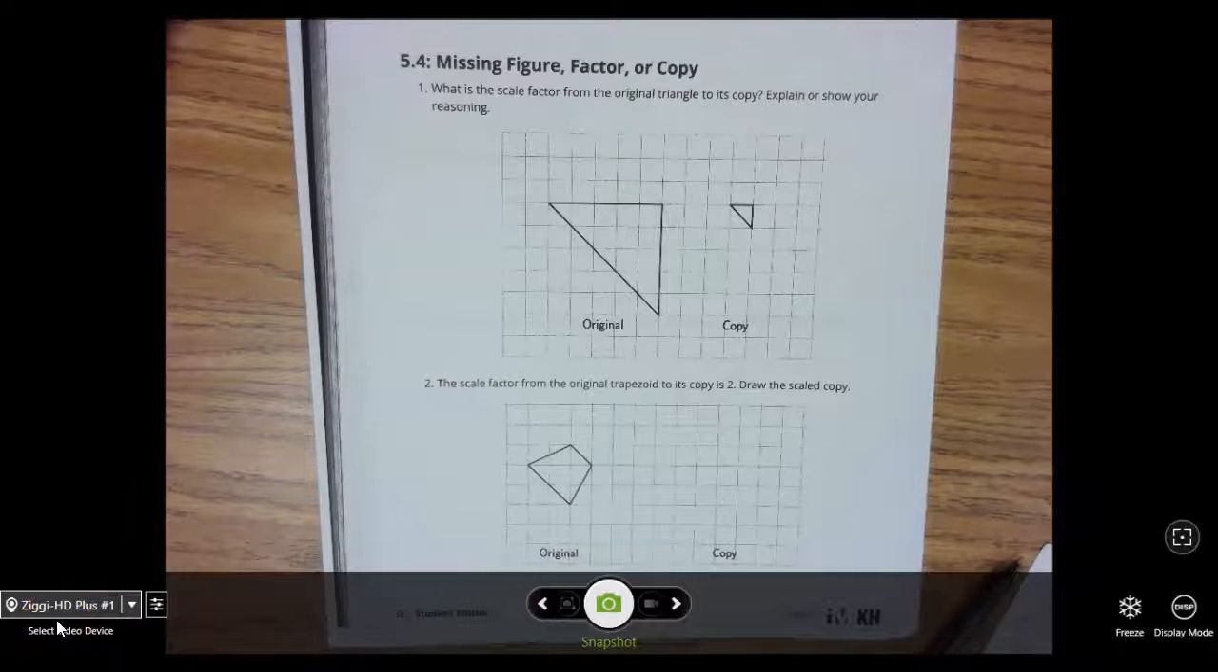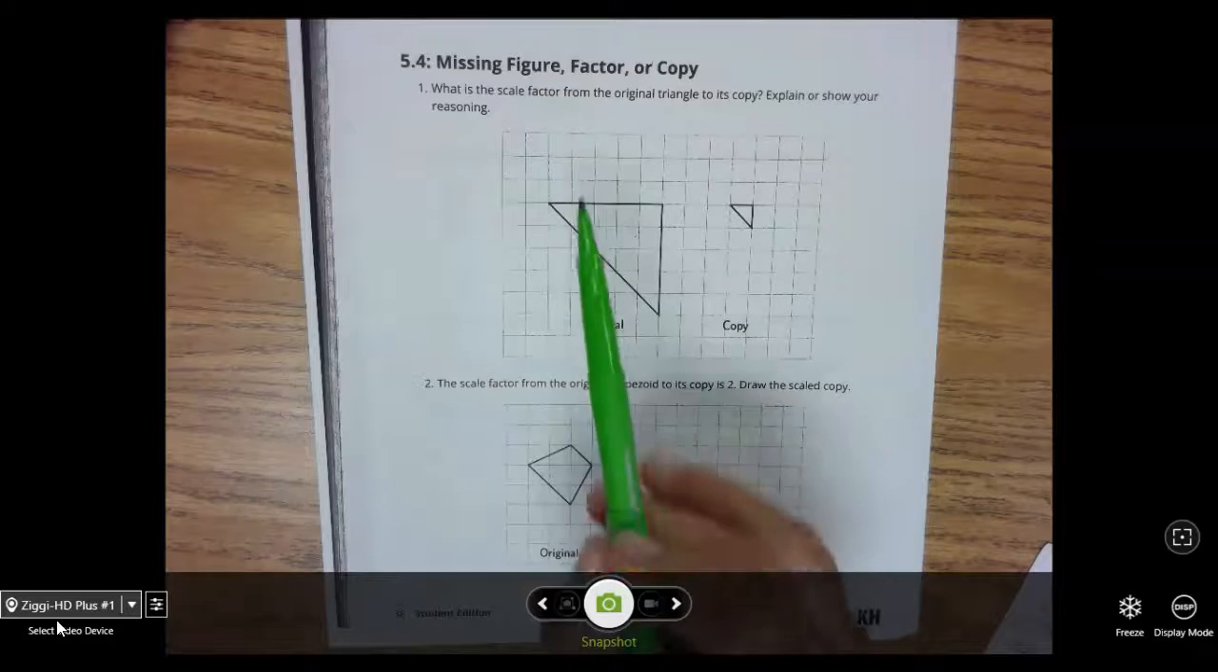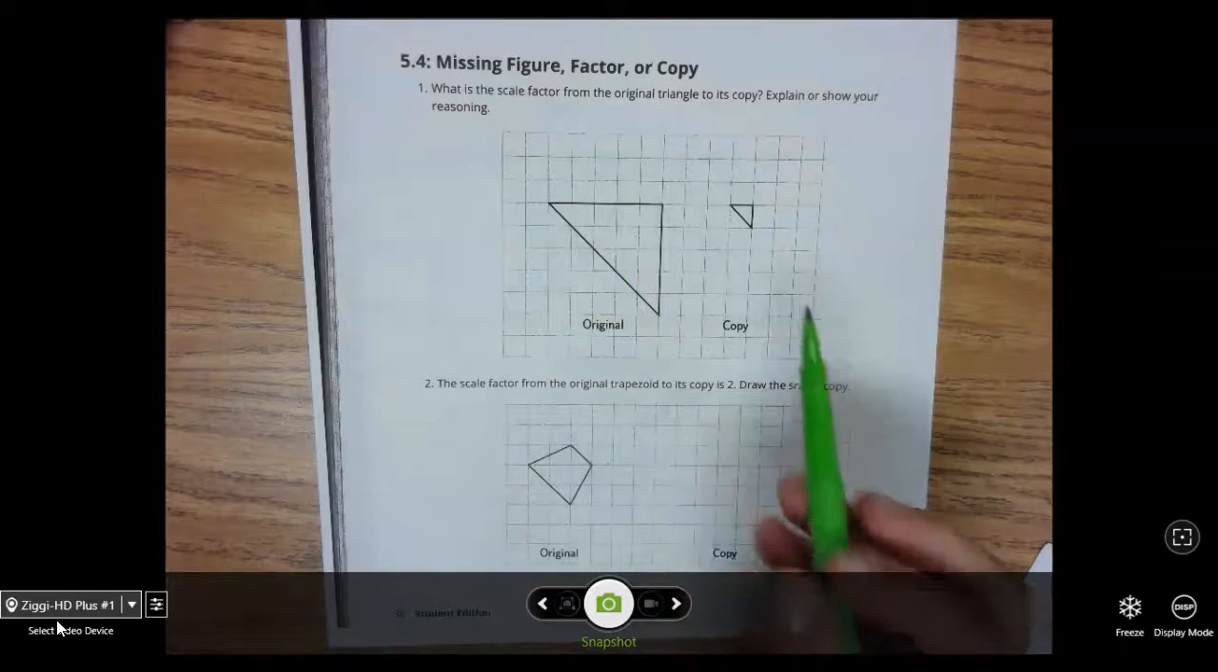Okay, for lesson 5, we're going to skip some of the parts and start on part 5.4. Missing figure, factor, or copy. This is on page 38 of your workbook. So it's asking us to find the scale factor from the original triangle to its copy.